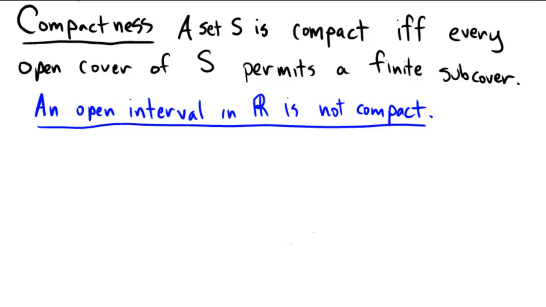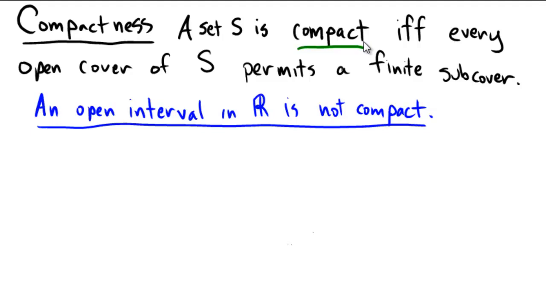Okay, so recall that a set S is compact if and only if every open cover of S permits a finite subcover. So what this means essentially is that if we have a whole bunch of open sets that are covering some set, and if we could take all of those sets and throw away almost all of them and only keep a finite number of them and it still covers the set, then that would be considered to be compact. If that could happen for every single type of open cover.